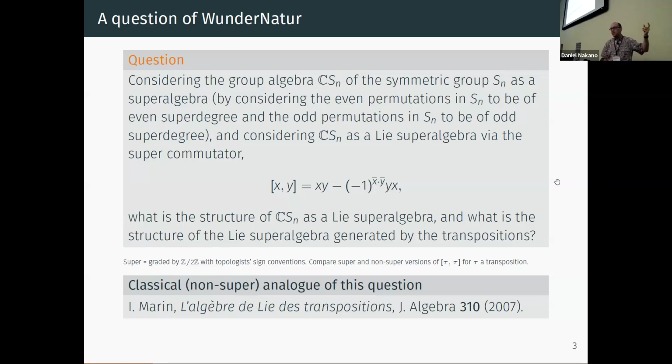So the supercommutator here, if x and y are both of odd superdegree, the supercommutator of x and y would be xy plus yx. So just as an exercise, if I took a transposition and took the Lie bracket of a transposition with itself in the group algebra of the symmetric group, in the ordinary commutator, what would tau bracket tau be? It'd be 0. But in the super sense, what would tau bracket tau be?